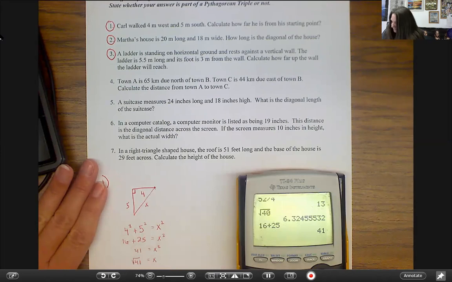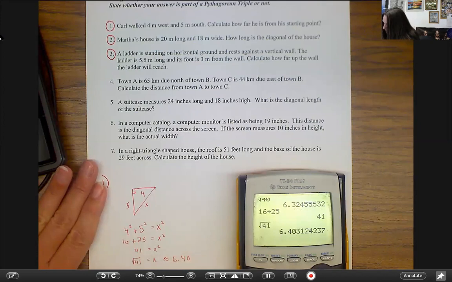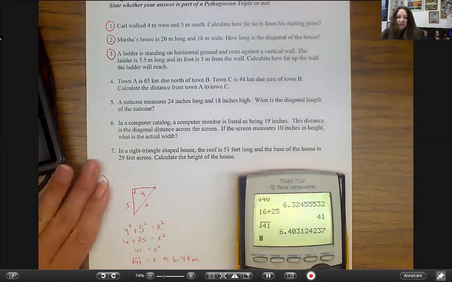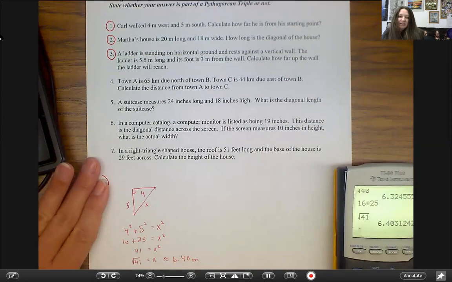Again, that's not a perfect square, so this isn't going to work out evenly to an integer. So I'll plug this in to round it off. The square root of 41 would give me an approximate value of about 6.40, because we're rounding to 2 decimal places in this case. And then this should be labeled in meters. And then the second part of your question said, state whether this will be a Pythagorean triple. Well, since this was not an integer value, that would not be considered a Pythagorean triple.